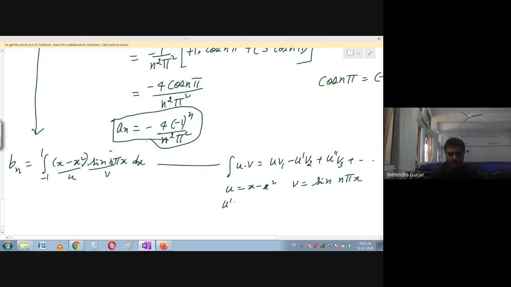u dash is 1 minus 2x, u double dash is minus 2, u triple dash is 0.